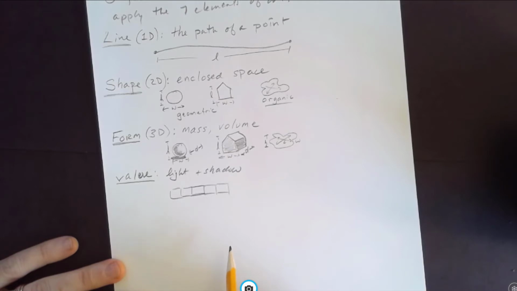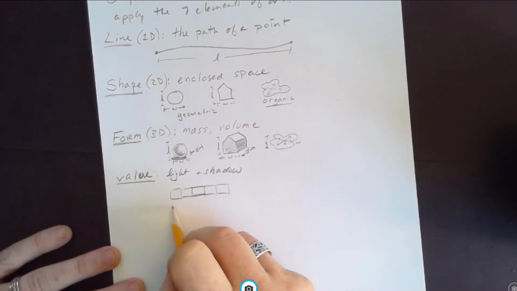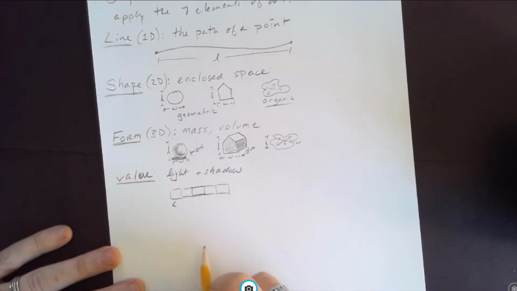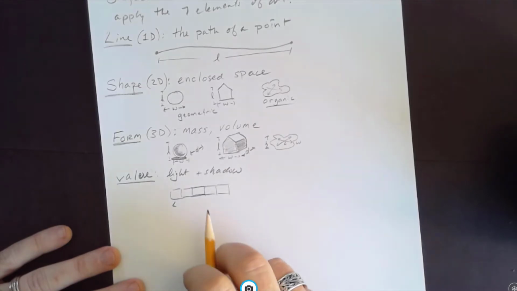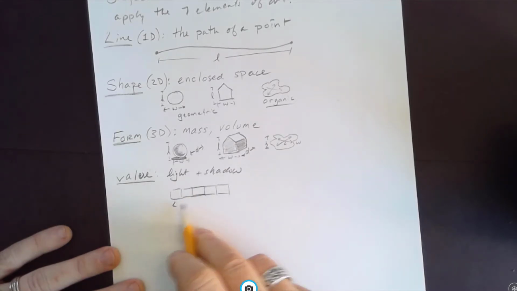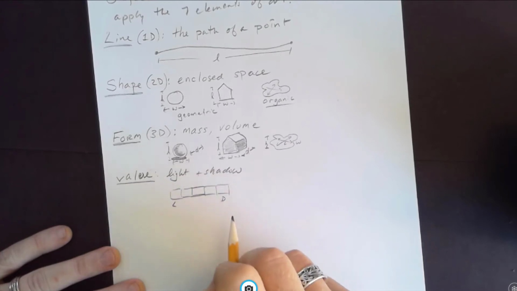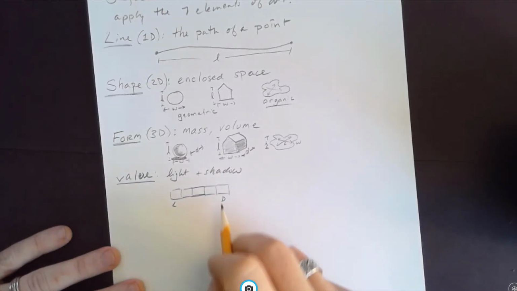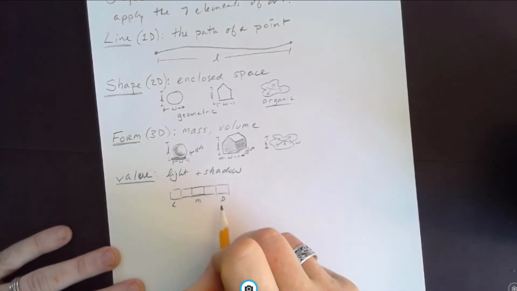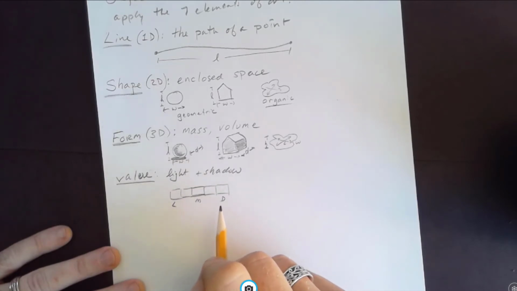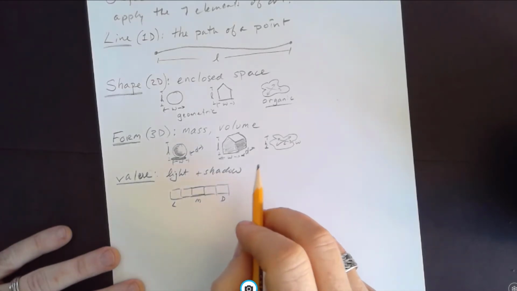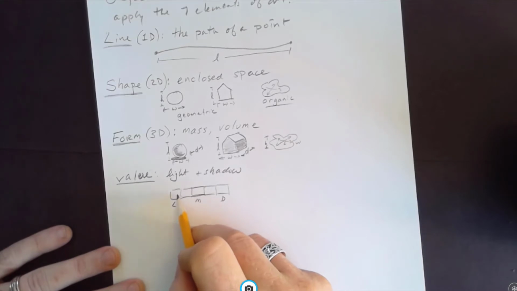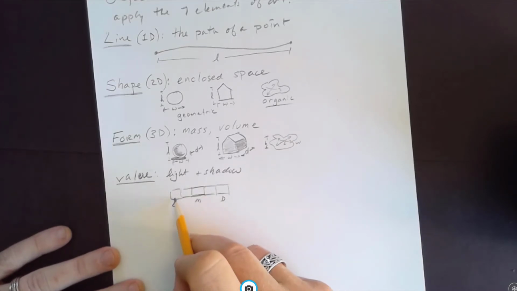And this is what we call a value scale. So on the left, we're going to put L, not for left, but for light. This is going to be our light value. On the right, we're going to put D for dark. So light value, dark value. And in the middle, we're going to put M for middle tone. And so since we're using a white piece of paper, we're going to leave it white, and that'll be our light value.